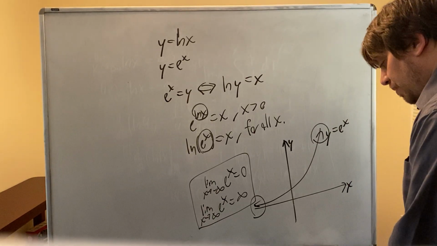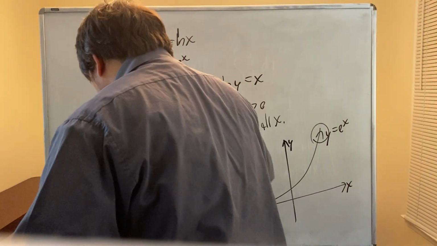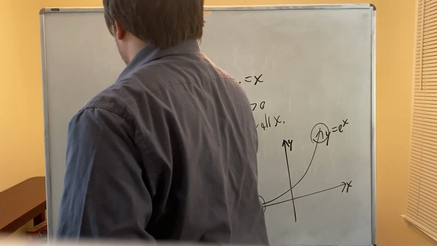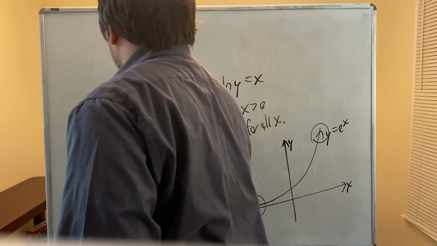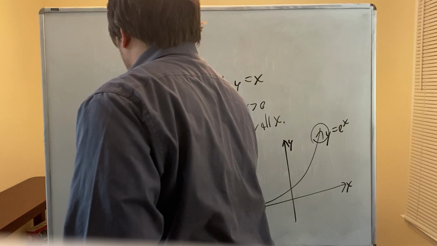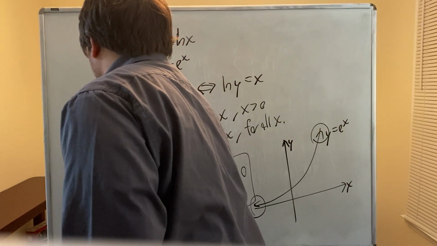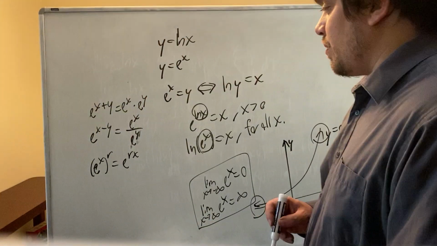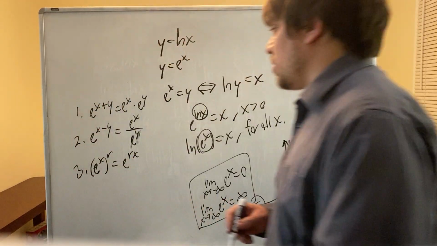That's on page 271. We have laws of exponents on the next page. So we know e to the x plus y equals e to the x times e to the y. E to the x minus y is equal to e to the x divided by e to the y. Okay? And e to the x raised to the r power is equal to e to the rx power. So we have our 3 laws of exponents.